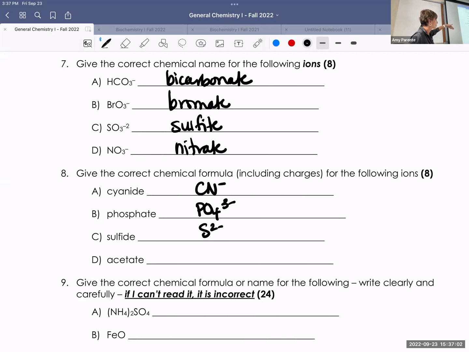Same thing if you're looking at a chemical structure. Look at S2-, SO3 2-, SO2 2-. SO2 without a charge, that's not a polyatomic ion, that's sulfur dioxide, right?